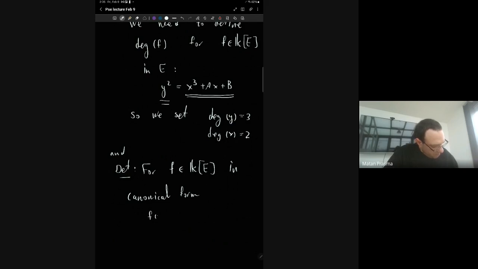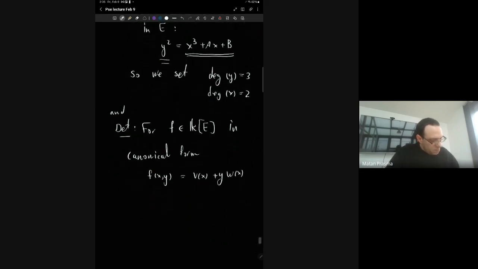Let's say f(x,y) is some v(x) plus y w(x). And now I have all the components. I can define the degree of f to be, I mean, how do we define the degree of a polynomial that is a sum of two things? It's the maximum of the degrees of each of the summands.